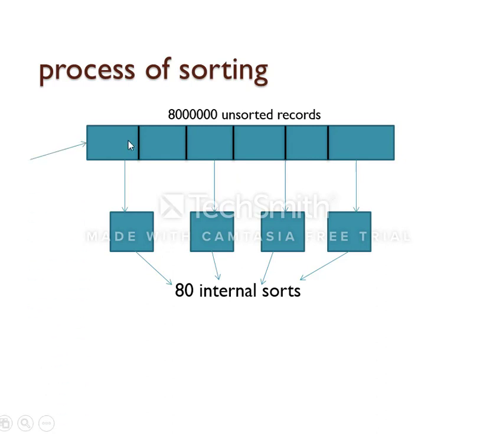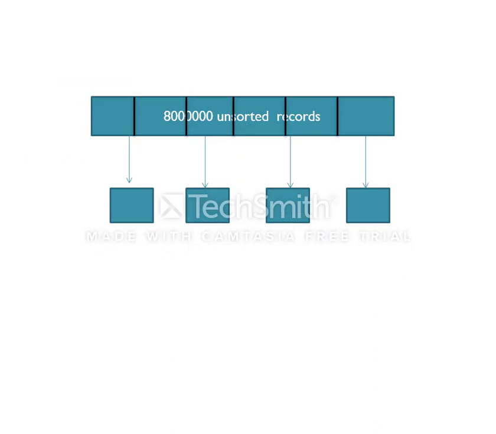Consider a file with 80 lakh records. We can create a sorted subset of our full file by reading records into main memory until the memory work area is almost full. So, these unsorted records can be separated into 80 internal sorts as follows. Then, we write the sorted records back to the disk as a sorted subfile. This sorted subfile is a run.